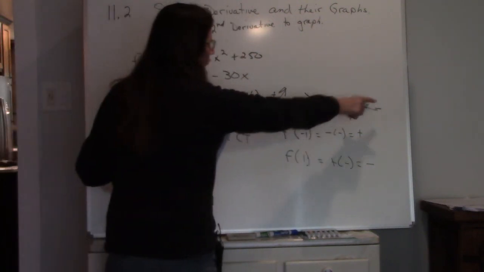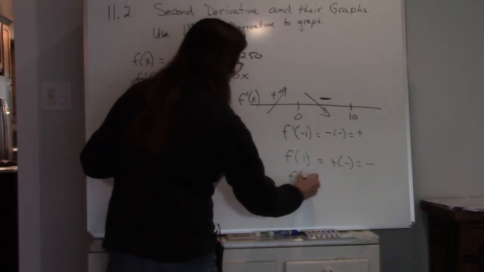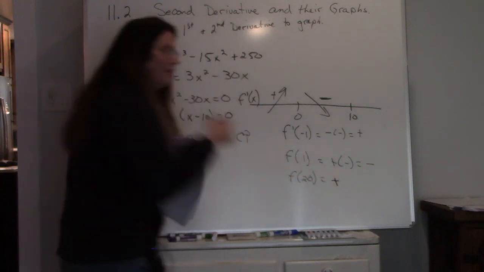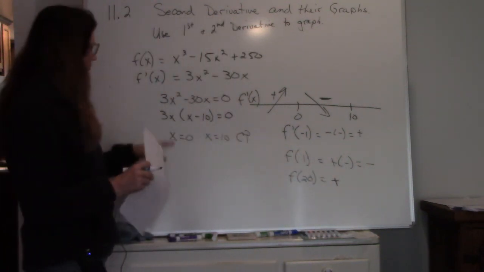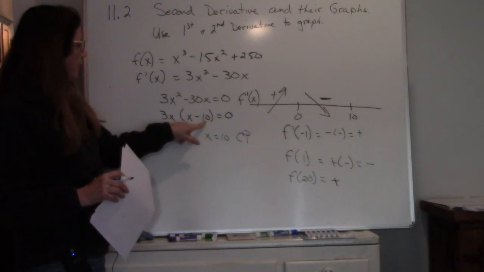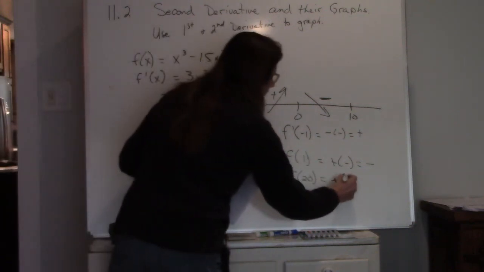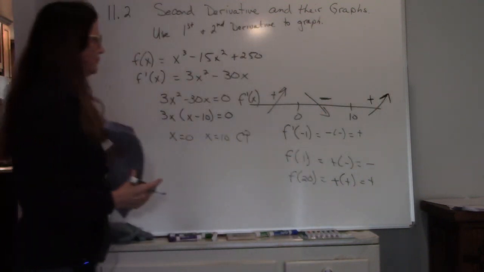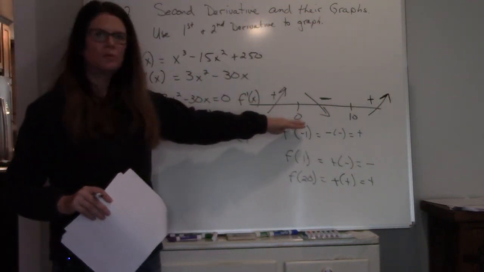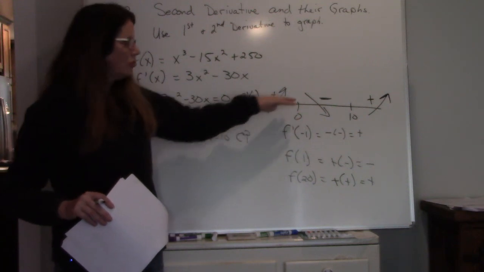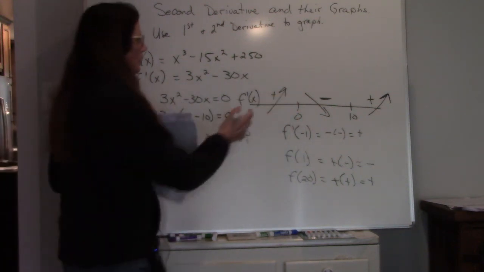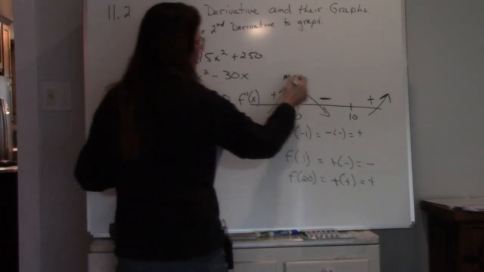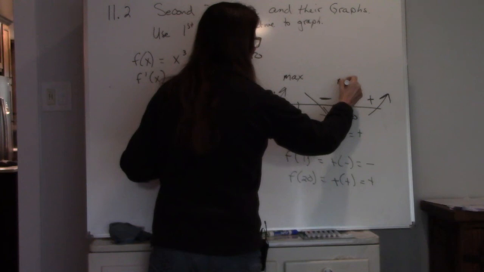Now I'm going to look in the interval above 10. So I'm just going to go to 20. 3 times 20 is positive. And again, I don't care about the numbers. All I care about is whether it is positive or negative. 20 minus 10 is positive. So I have an increasing interval. So here my critical points are now showing whether I have a maximum or minimum. When it goes up and then down, that's a maximum. When it goes down and then up, that's my minimum.